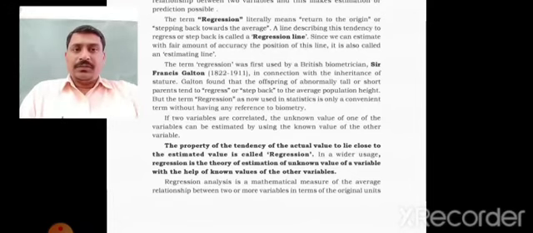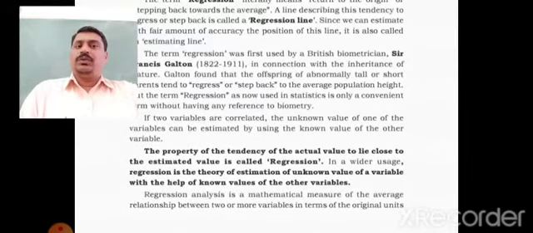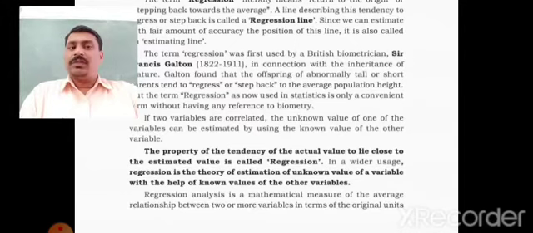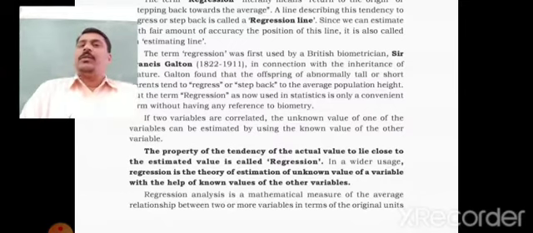The tendency of the actual value to lie close to the estimated value is called regression. Whenever we estimate certain values using regression theory, if we find the actual value, it is almost near the estimated value. That is called regression. In wider use, regression is the theory of estimation of the unknown value of a variable with the help of a known value of the variable.